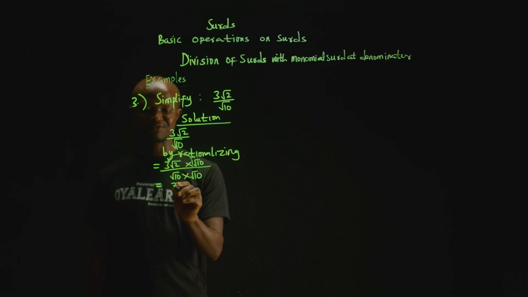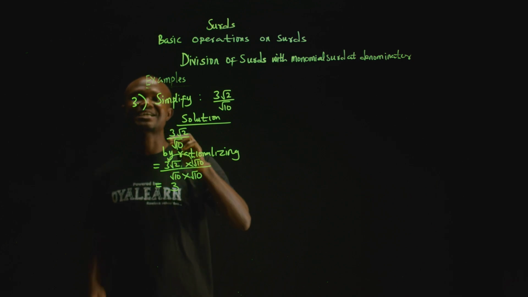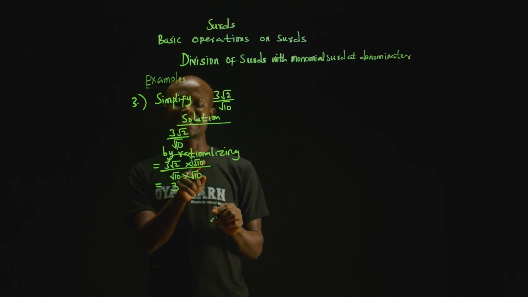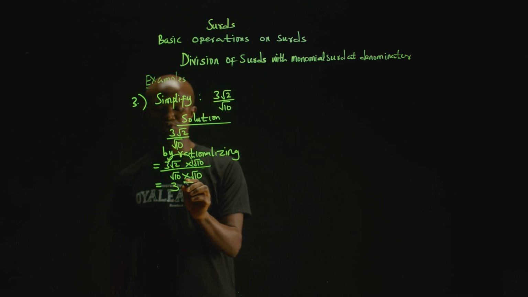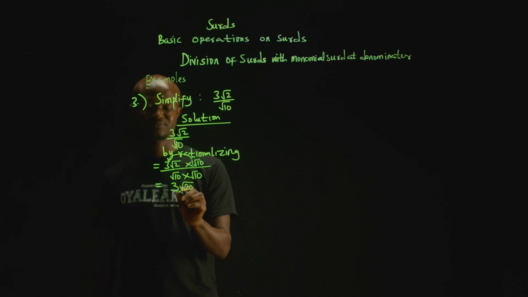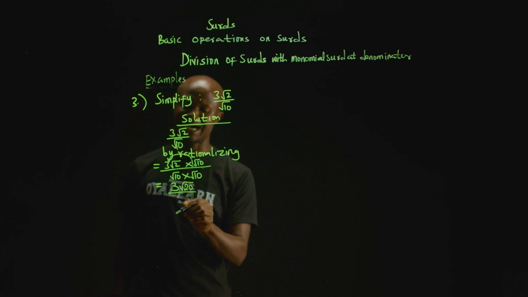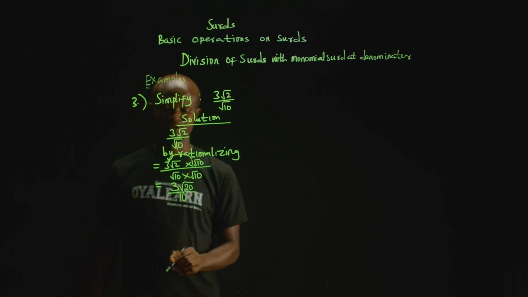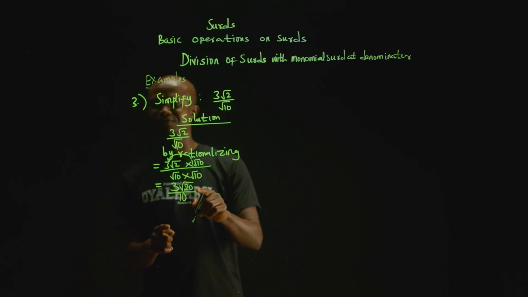3 times 1 we have 3. Then inside square root multiply inside square root, then we are going to have 2 times 10. That will give us root 20, then divided by root 10 times root 10 will give us 10. Now, this is not the final answer.